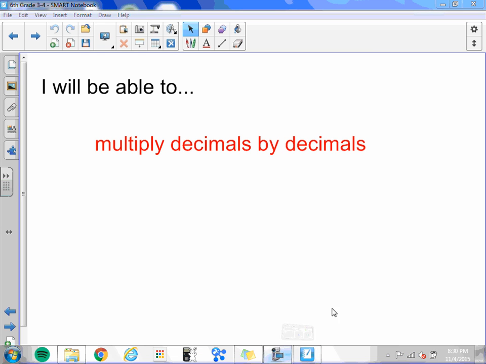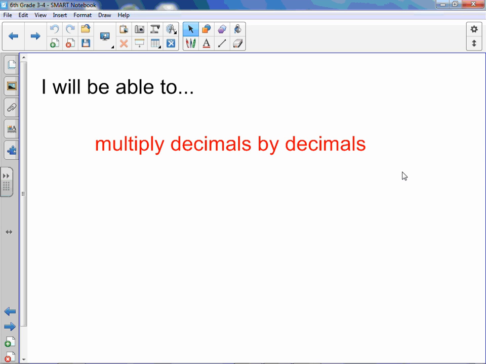Chapter 3, Lesson 4, Multiplying Decimals by Decimals. You will be able to multiply decimals by decimals.